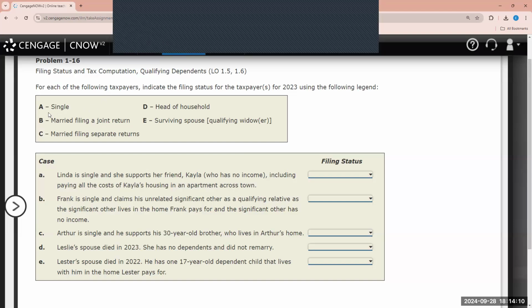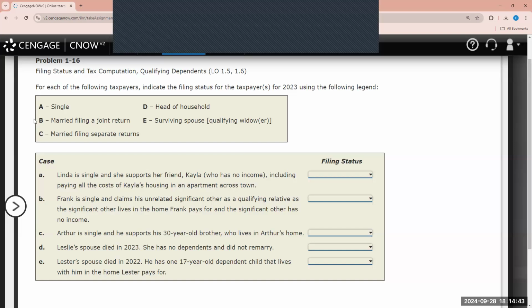The first is single. Single is basically someone who does not meet the definition of married. They are not a surviving spouse, and they are not head of household. Next, we have married filing a joint return. So if you are married as of December 31st of the tax year, you are considered married. So if an individual got married on December 31st, even though they were only married for a day or a couple of hours, for tax purposes, they are considered married for the entire year.